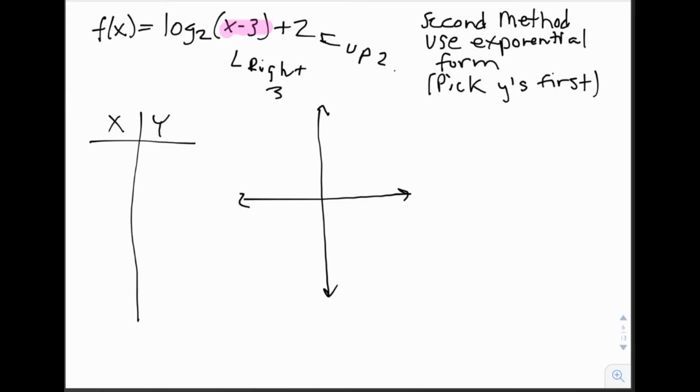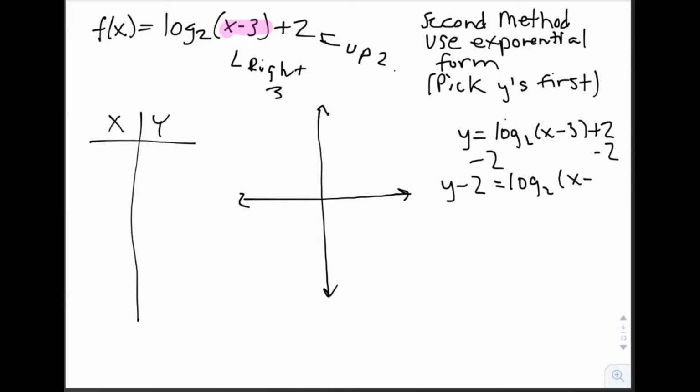So what do we want to do? We want to use our second method available to us, which is to use our exponential form and pick our y's first. So let's figure out what that will be. That will give us y equal to log base 2 of x minus 3, plus 2. Our base is going to be the 2, but we need to take care of that plus 2 tacked on to the end. So go ahead and subtract a 2. That leaves you with y minus 2 is equal to log base 2 of x minus 3.